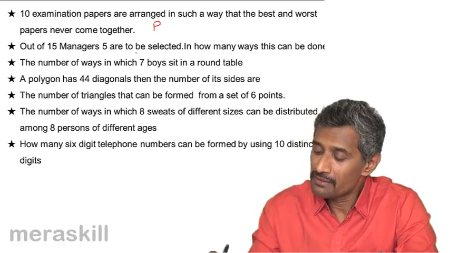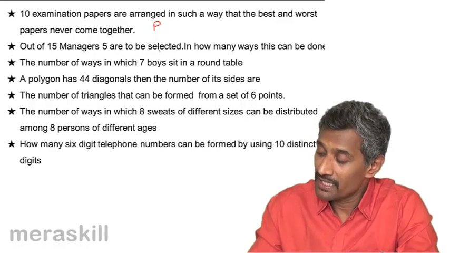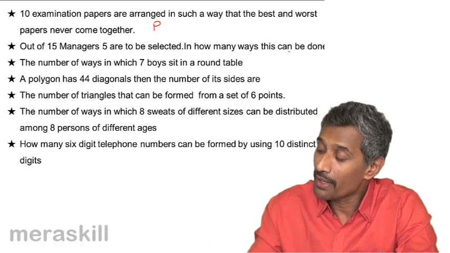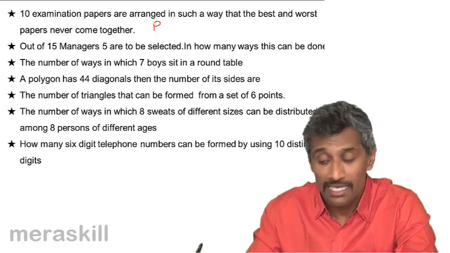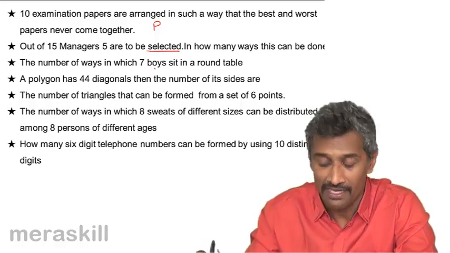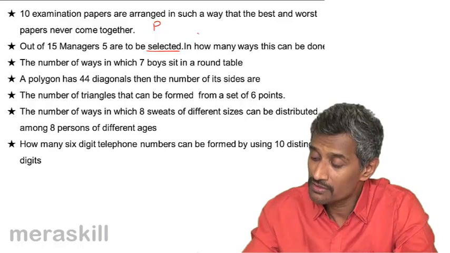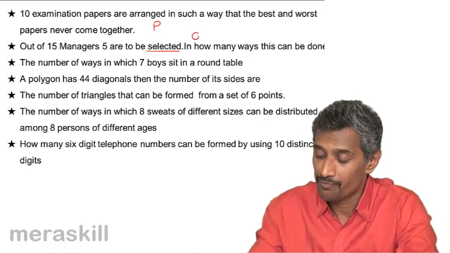Out of 15 managers, 5 are to be selected. How many ways can this be done? You're selecting 5, selection again, any 5. Order is not important, so definitely it's a combination.